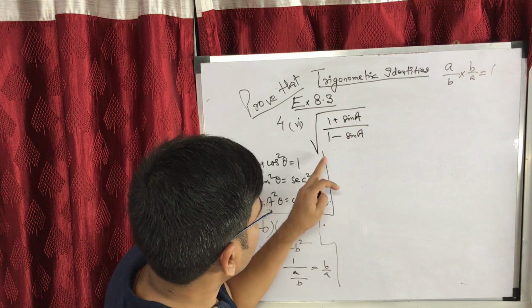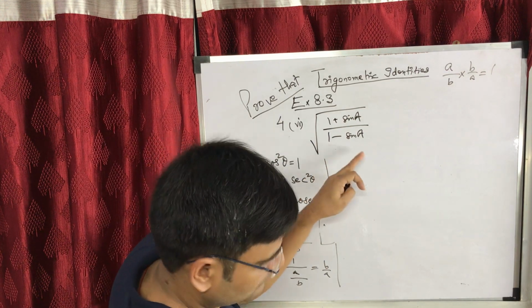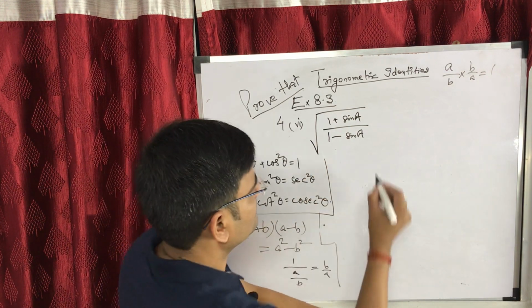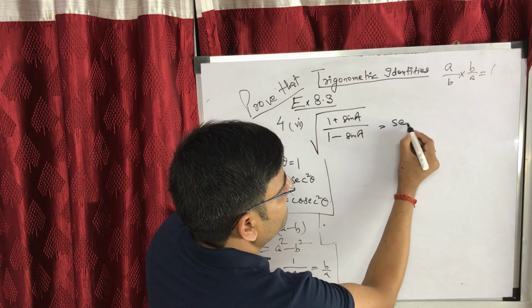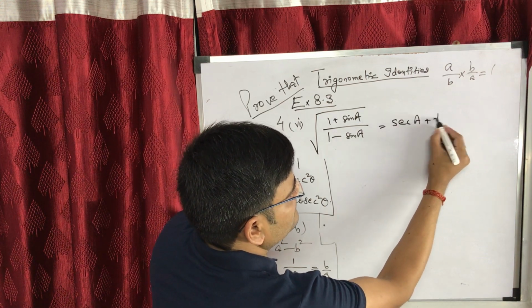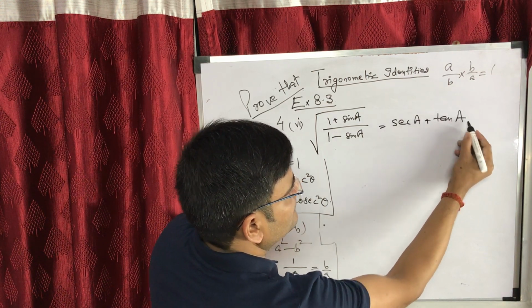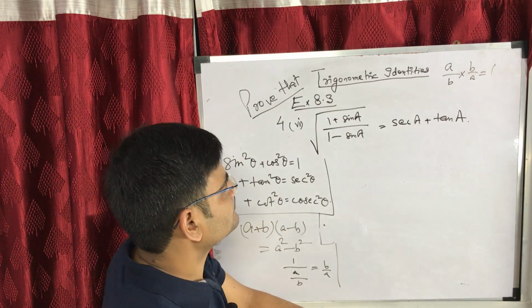Here is another one: the square root of (1 plus sin A) by (1 minus sin A) equals sec A plus tan A. I hope you can see it better right now.